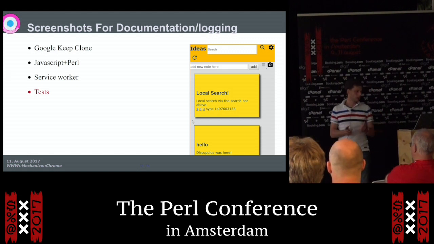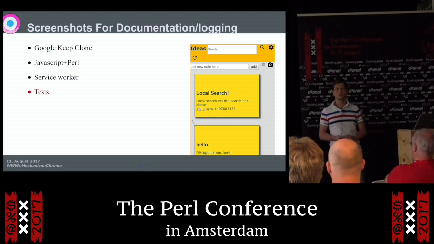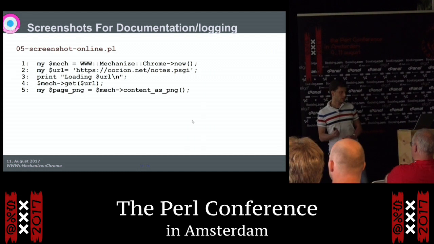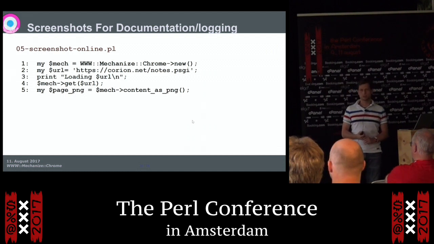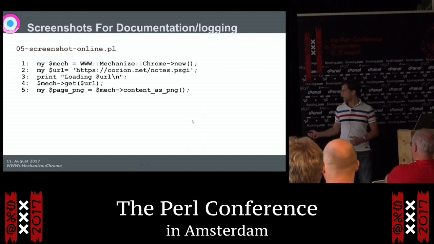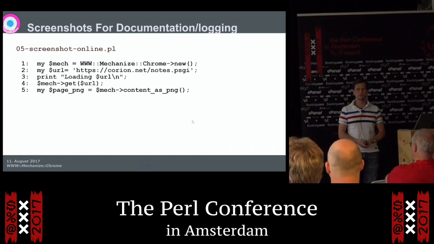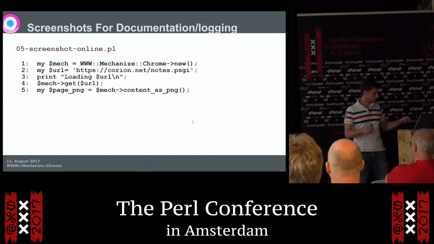So I'm taking screenshots there if something goes wrong, and then look at those screenshots and hopefully figure out without going into my application what went wrong. So taking a screenshot is also simple. I've already showed you that content as PNG method, which returns the raw bytes for a PNG image.